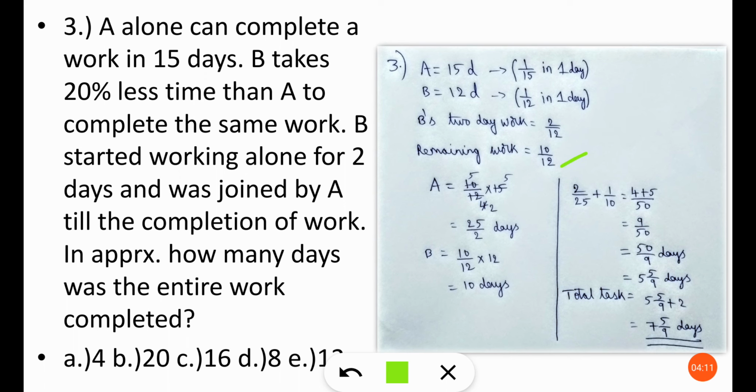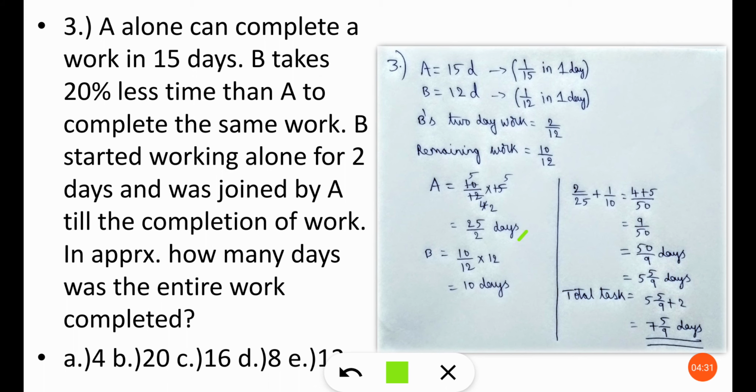That means B has worked for 2 days and for the remaining work he was joined by A. So the remaining work is 10 by 12. A completes one work in 15 days, so how many days will A take to complete 10 by 12 work? 10 by 12 into 15. Like that we get 25 by 2 days.